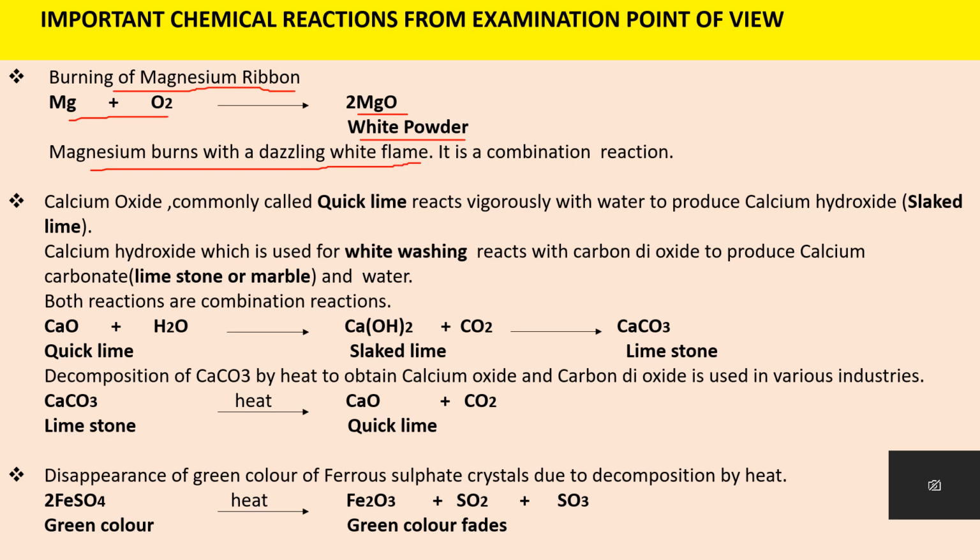The other question that can be asked is why magnesium ribbon needs to be cleaned before doing the reaction. It is because magnesium is a reactive metal and it combines with oxygen of air to produce magnesium oxide. So a white powder deposits on magnesium ribbon, which needs to be cleaned. From the second reaction, the common name of calcium oxide can be asked, which is quicklime. And the common name of calcium hydroxide can also be asked, which is slaked lime.